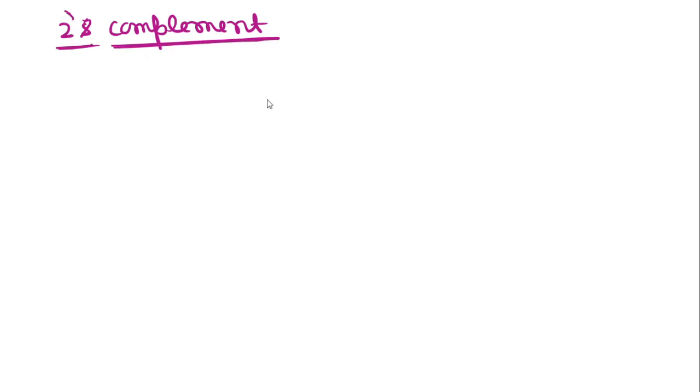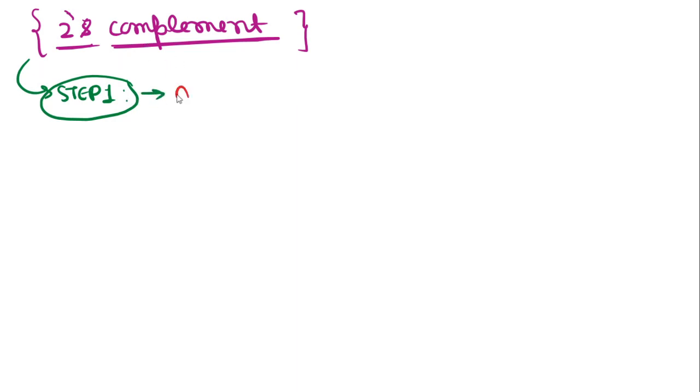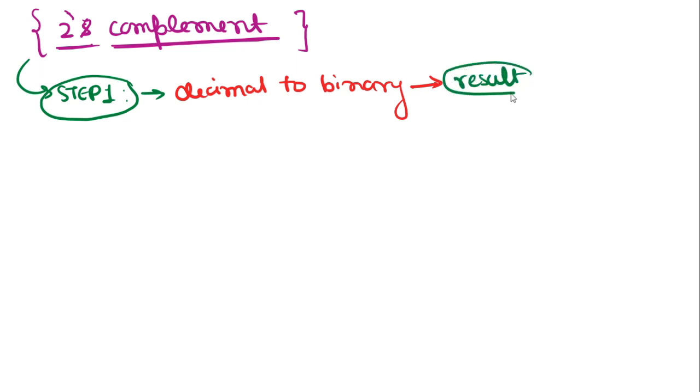So in 2's complement, what the person who coined 2's complement did was start with step 1. Whenever we are representing any value in 2's complement representation, we will have step 1. What is step 1? Decimal to binary conversion, right? And we will get a result out of it. Now this result will be saved with some changes accordingly, based on the condition.